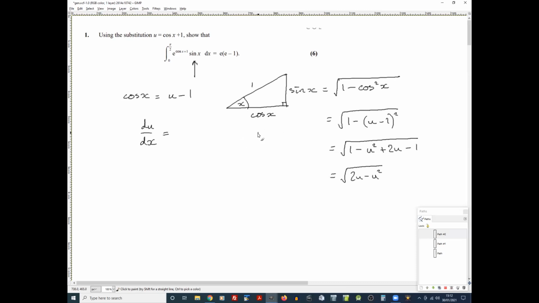Wait, du dx of what? The cos x equals u minus 1. No, good point. If we were here, what does this mean? It could mean things, but if we go back to here. Okay, so we would get minus sine x. Plus 1? No, just minus sine x. Minus sine x, yeah. But then that'll account for the sine x here anyway.